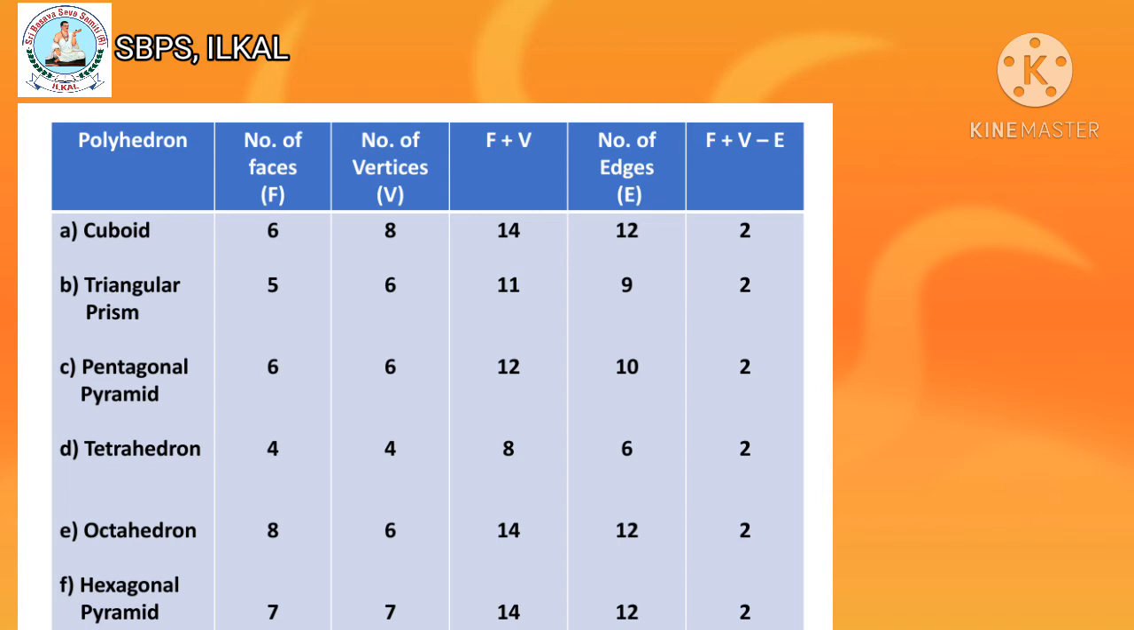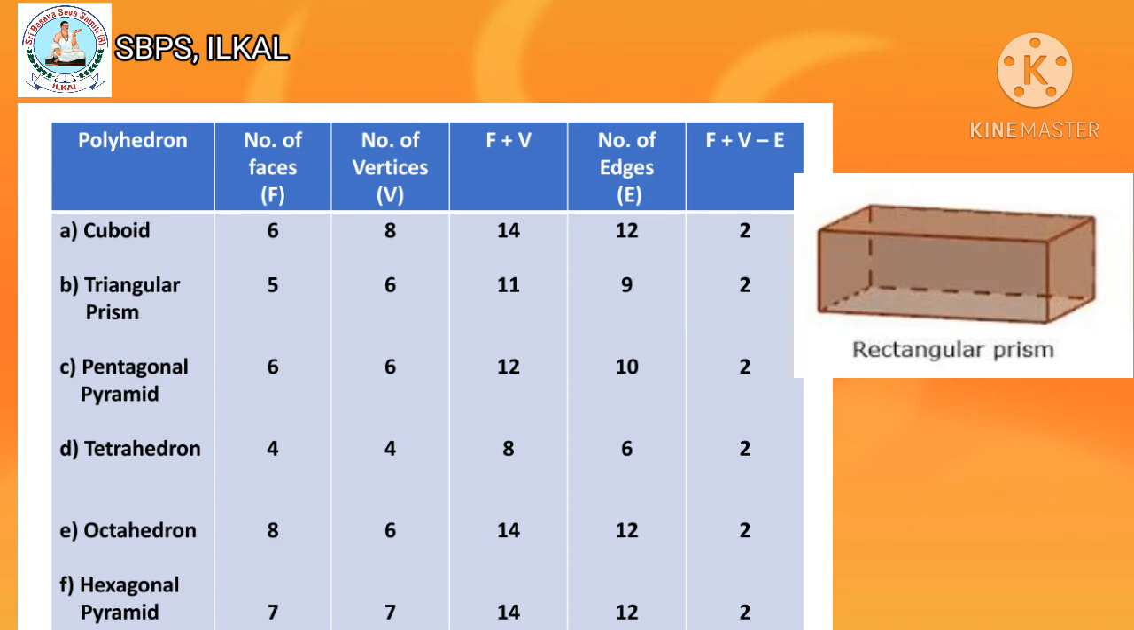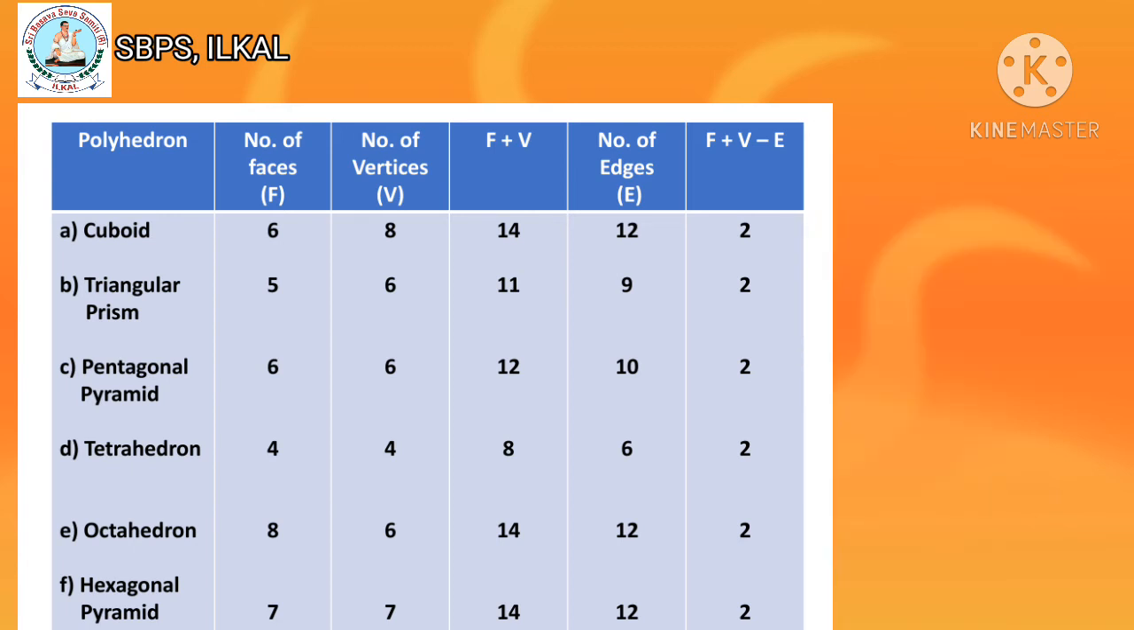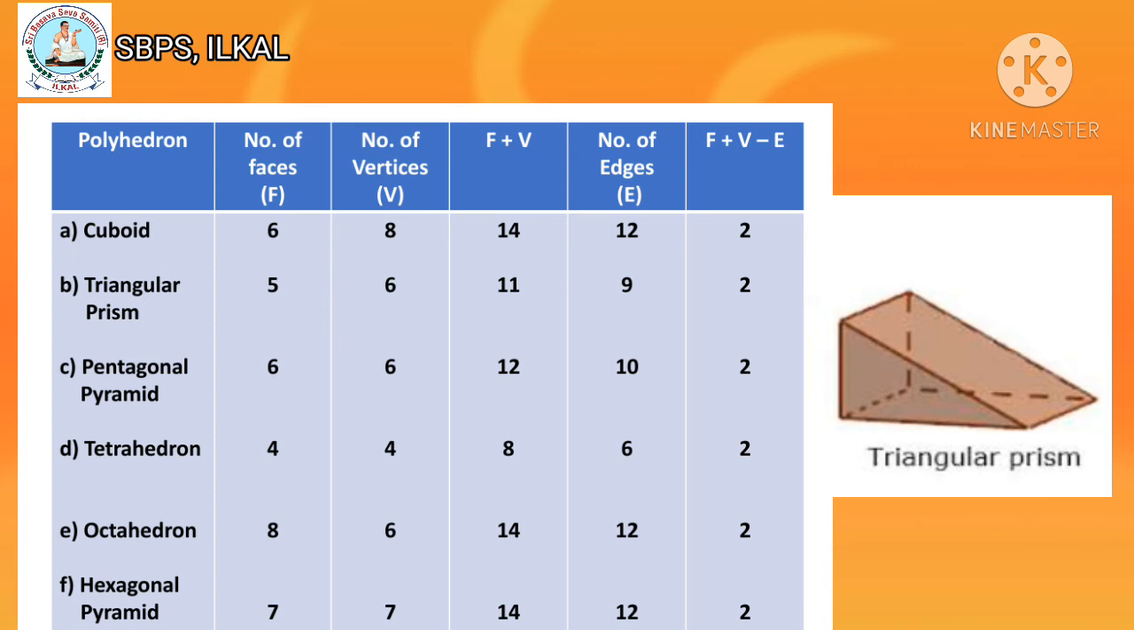Now you observe this rectangular prism, children, which is nothing but a cuboid. It has 6 faces, 8 vertices. 6 plus 8 is equal to 14. It has 12 edges. 14 minus 12 gives 2. That is F plus V minus E is equal to 2 we got. It is for cuboid. Euler's formula holds good. In the same way, it holds good for cube also, because cube also has 6 faces, 8 vertices and 12 edges.